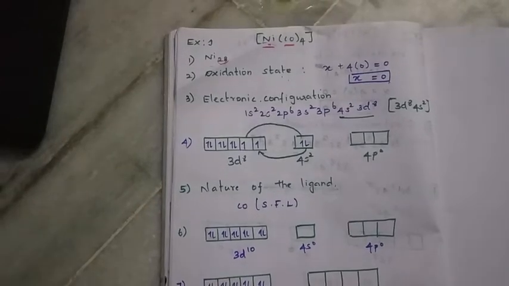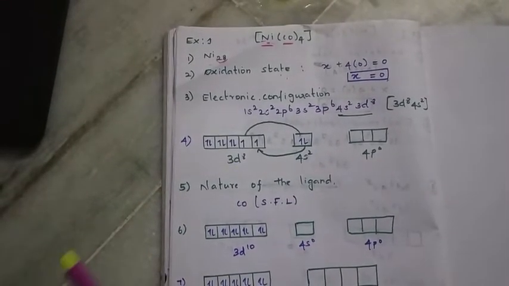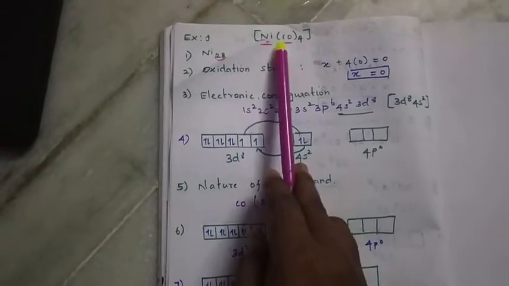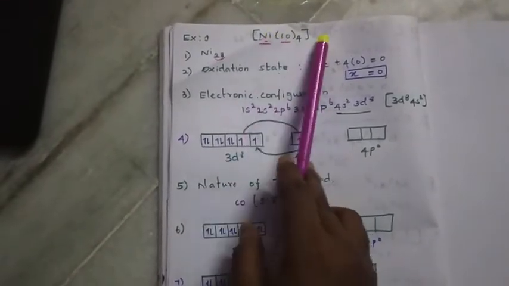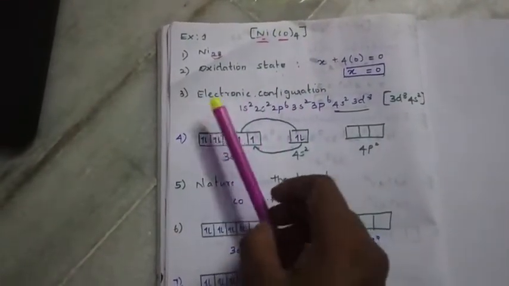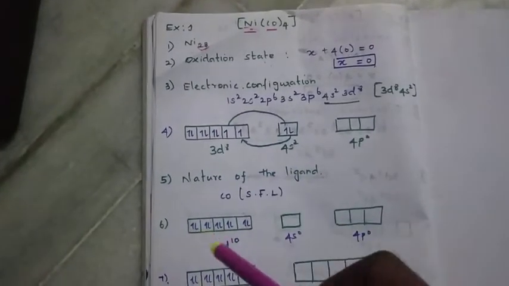Students, let us understand the valence bond theory with a simple example. We have taken nickel tetracarbonyl. Here this is the coordination compound. I have written it stepwise. You just follow this one.